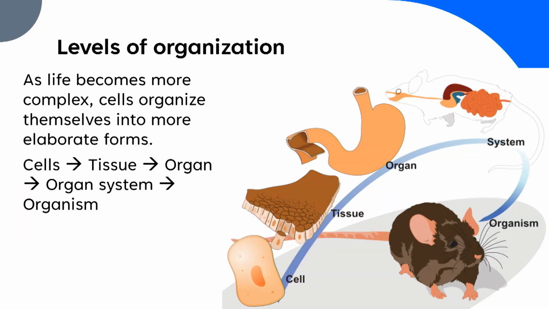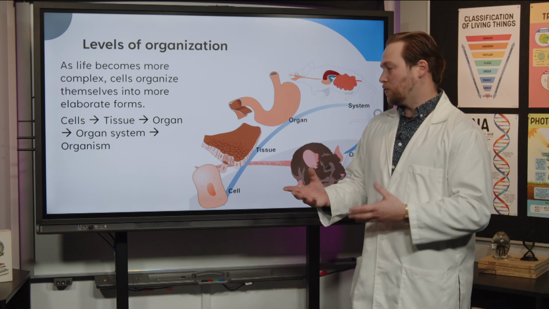Okay, so the last thing I wanted to talk about today are levels of organization. We talked about this way at the beginning of the year, and I think it's really important to review it right now. So as life becomes more complex, cells organize themselves into more elaborate forms. So looking at that picture down there, I'll kind of walk you through this real quick.